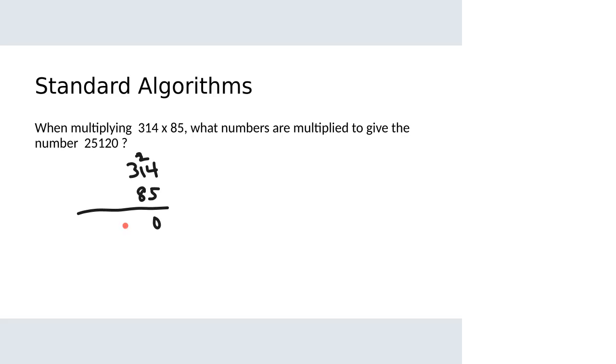Hang on a minute. I knew when I wrote that 2, something didn't feel right. How about we do this? Start this one over again here. I'm going to use a different color. 5 times 4 is 20. We'll put the 2 up top.